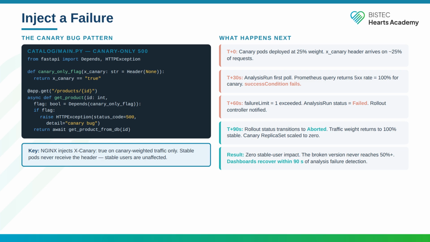This is the capability that matters, not the happy path. Any deployment tool can do the happy path. The distinguishing capability is automated, data-driven rollback without human intervention.